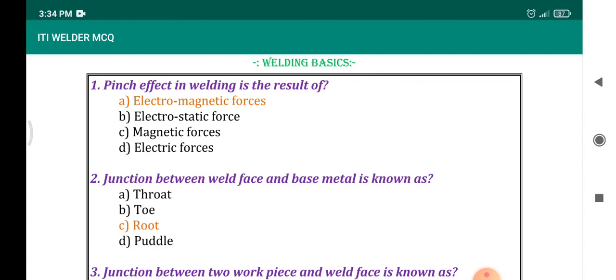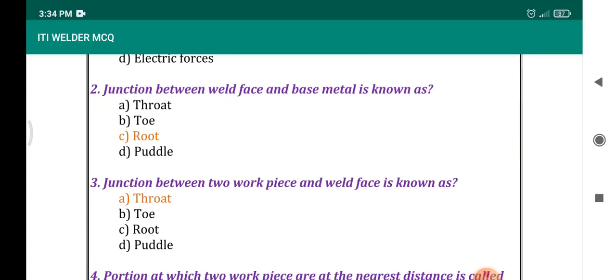Our first question is, the pinch effect in welding is a result of: electromagnetic force, electrostatic force, magnetic force, or electric force. The pinch effect is caused by electromagnetic force.